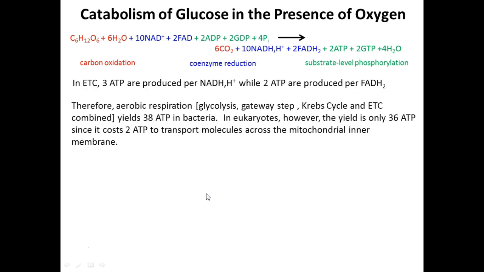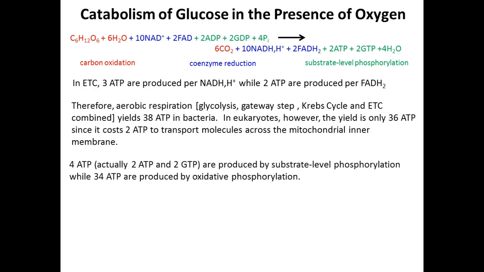So therefore, aerobic respiration, glycolysis, the gateway step, the Krebs cycle, and the electron transport chain, all of that combined to form aerobic respiration, the yield could be 38 ATPs in bacteria. In eukaryotes, however, the yield is only 36, because it has to do the movement from the cytoplasm for glycolysis and then into the mitochondria, and so we lose some energy in that process. 4 of the ATP, if you lump in the GTP with it, happen right at the substrate level.